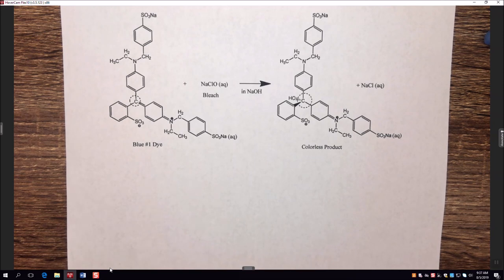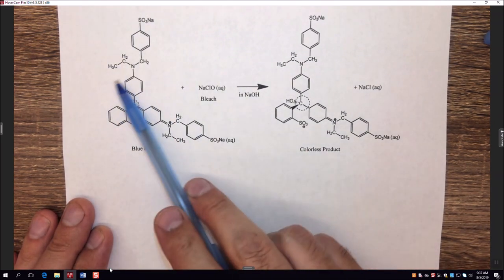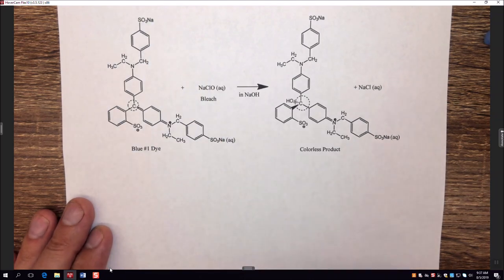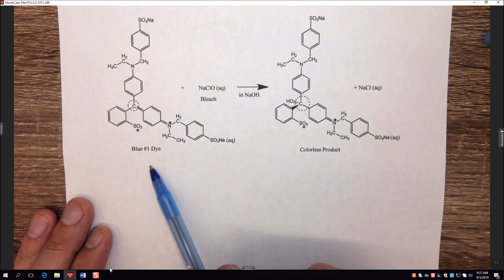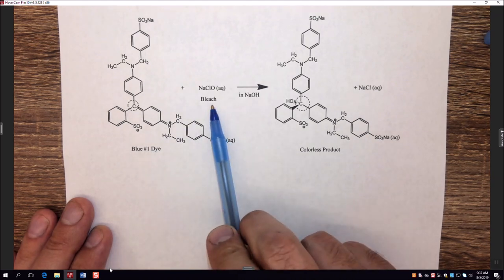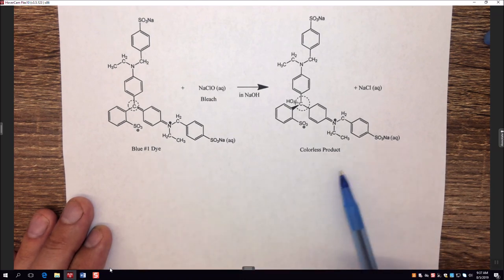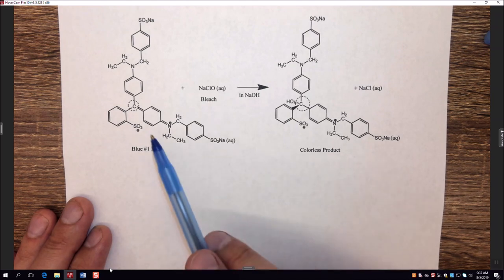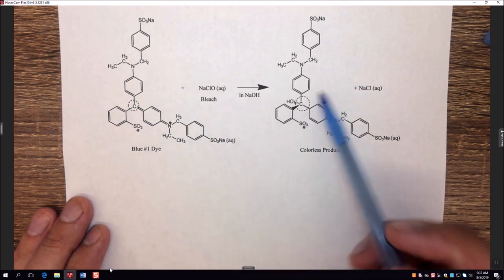So it looks like a complex reaction, okay? This molecule here is blue dye number one, the same stuff you would find in a blue candy or blue Gatorade or Kool-Aid or whatever. So this is blue dye number one, and we're going to bleach it. So what we're going to do is turn a blue dye into a colorless product. And the way that we're going to do that is we're going to oxidize a conjugated system, and we're going to make it not conjugated.